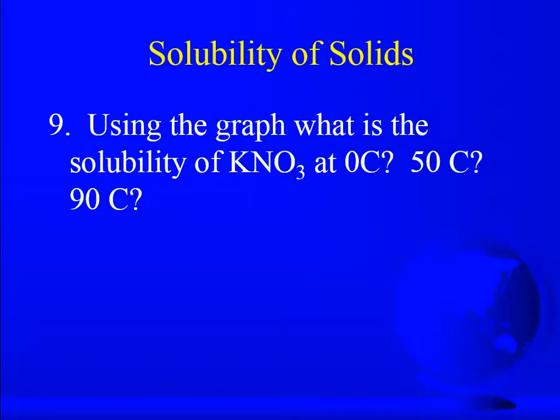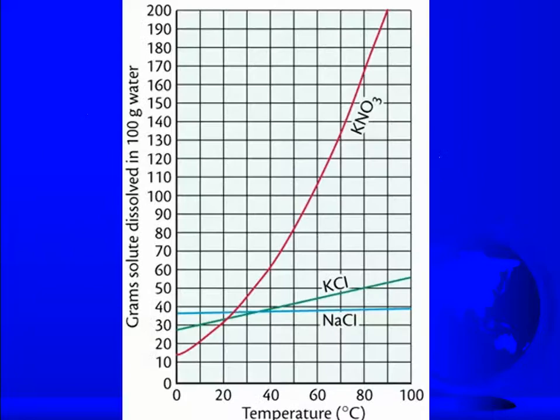Using the graph, what is the solubility of KNO3 at 0, at 50, and at 90? So what you do is you go to 0, and where does KNO3 meet? Right there. So what's the answer? Around 15. I usually put a little squiggle. That squiggle means around 15. 15 grams. Around 15 grams.